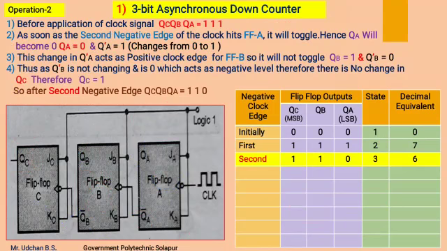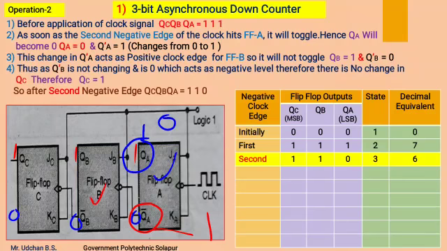Now we will see the operation at the second negative edge of the clock pulse. Before the application of the clock, I will write all the outputs of the flip-flops: 1 1 1. As the normal outputs are 1 1 1, their complement outputs will be 0 0 0. As soon as the second negative edge hits flip-flop A, its output changes, and this 1 becomes 0. Now as QA changes, QA complement also changes. This 0 becomes a 1.